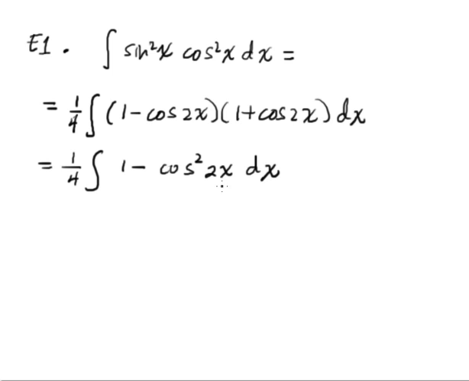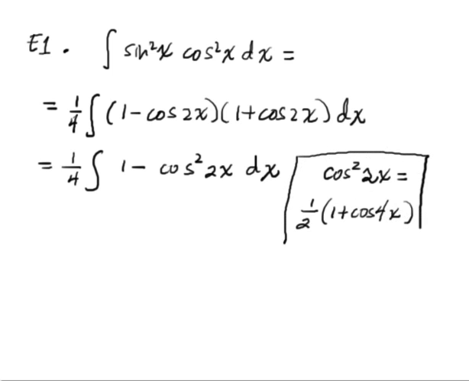Now, what do we do with this cos squared 2x? Well, again, we're going to use that same trig identity, or a variation of it. Here's the variation: cos squared 2x is equal to 1/2 (1 plus cos 4x). Remember, whatever angle's on the left, this time it's 2x, is half of the angle on the right. So this is a variation on that identity.